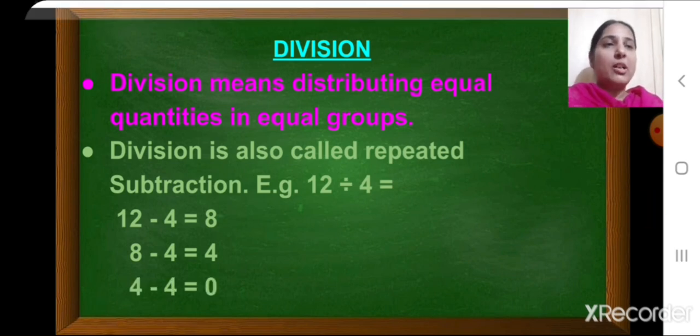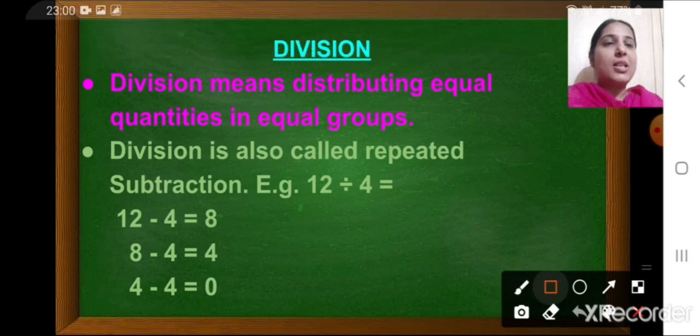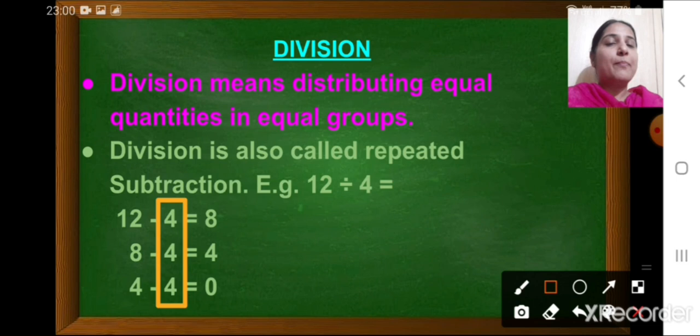So children, how many times did we subtract 4 here? 3 times. So what will be your answer here? 12 divided by 4 will be 3. Got it children? So instead of repeated subtraction here, what did we do? We divided, and we got the answer here as 3. Got it children?